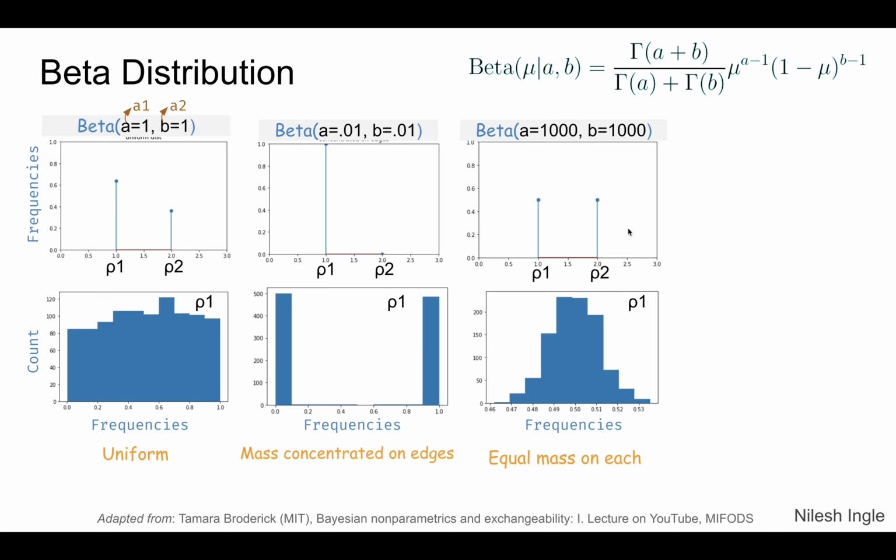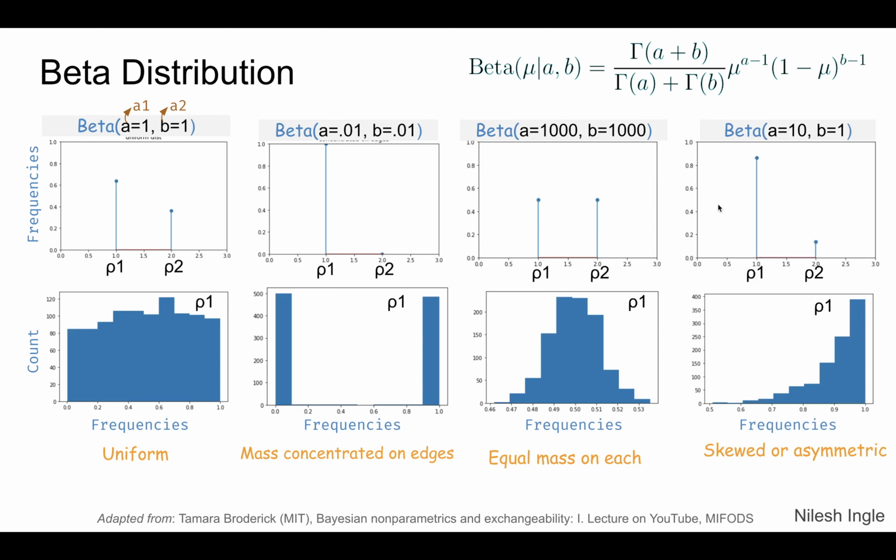So these could be the points that are on the decision boundary between the two clusters. And finally, we have a situation where the value for the hyperparameter a is much higher, 10 times higher than the value for the parameter b. And we can see that the final histogram is skewed and it's not symmetric.